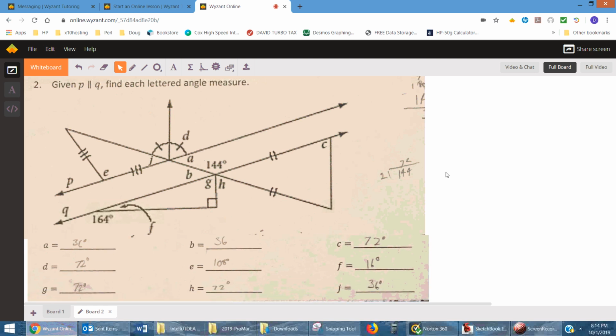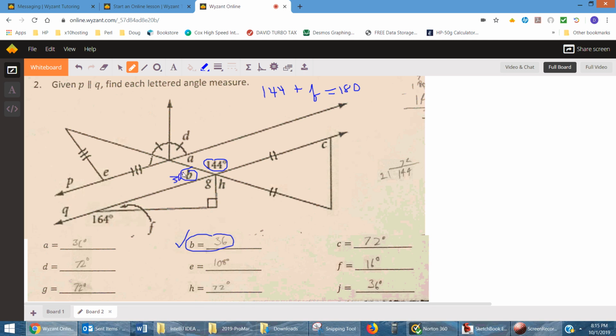Okay, so angle A, angle B, well, you've got to start with the ones that are easiest to find. So right now, B and 144 have to add up to 180. So 144 plus B equals 180. So B equals 180 minus 144, 36. This is correct. Okay, so I can put a 36 here.